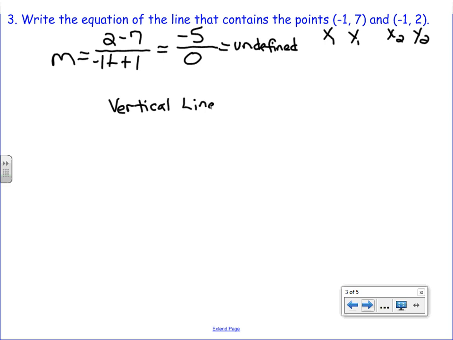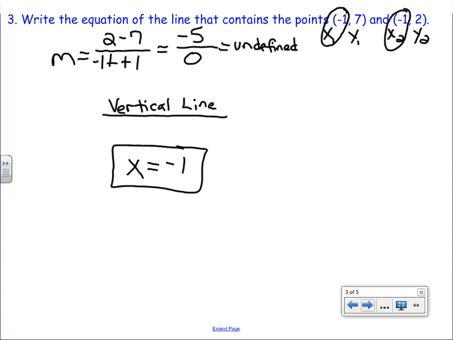And again, from yesterday's lesson, we know that a vertical line has the equation x equals some number. You decide the number, again, based on the ordered pairs. And we notice that the x coordinates are identical. They're equal to negative 1. So our equation is x equals negative 1. And just like on the last one, if you notice right away in your ordered pairs that the x coordinates are the same, you can jump right to the equation of the line.